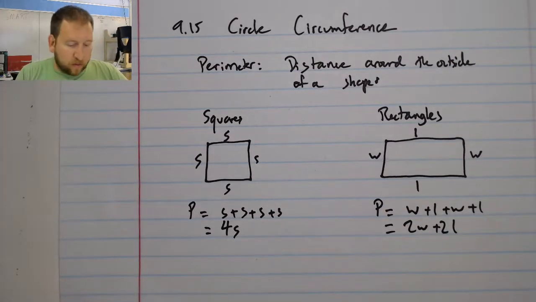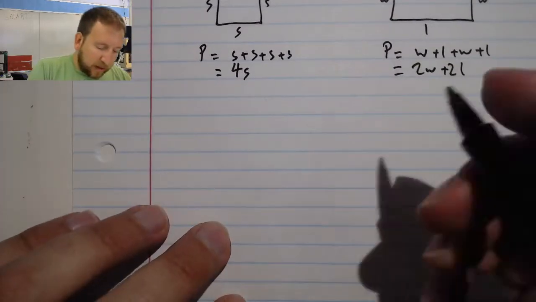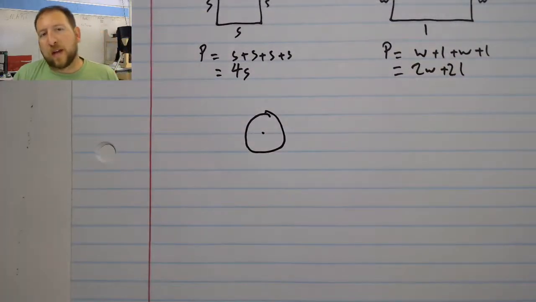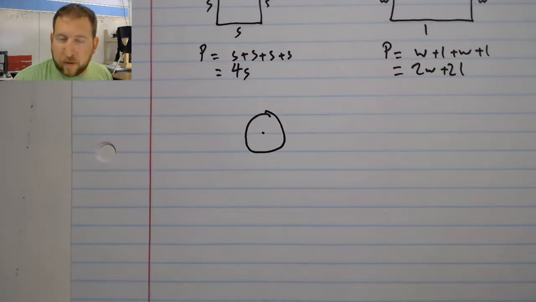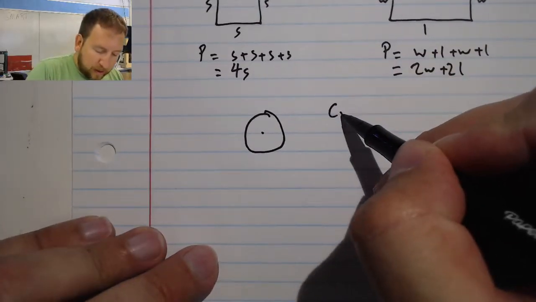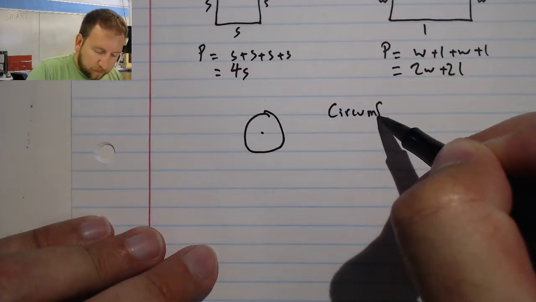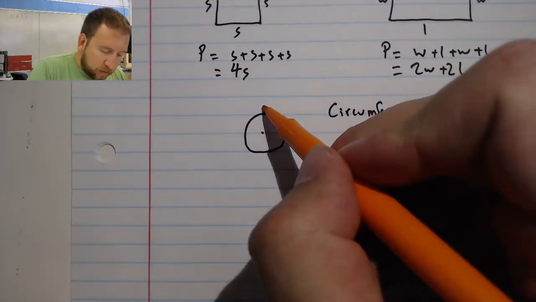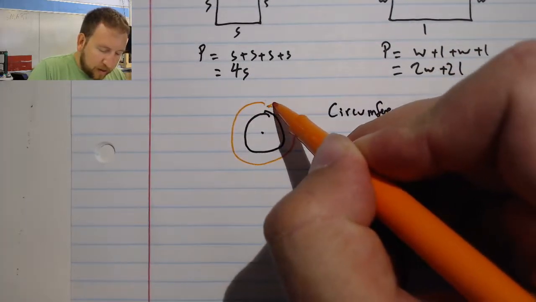So that brings us to a new shape that we're going to be using. And we're going to be looking at this shape. And this shape is called, of course, the circle. And we don't say that this shape has a perimeter so much. We say that it instead has a circumference. And the circumference of it does go around the entire outside and back through.